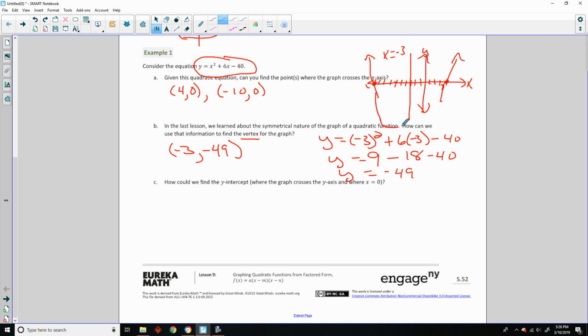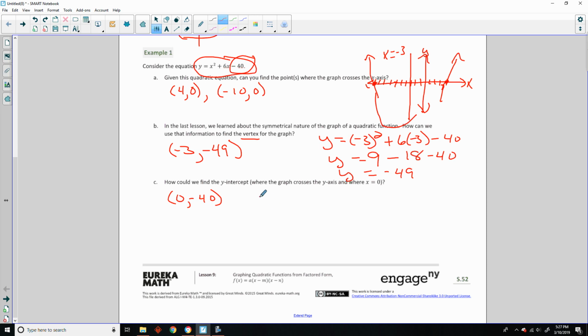It's got to go lower and then come back up because I'm on the left of the y-axis, so that's how I knew I had made a mistake. Okay, so the y-intercept was 0, negative 40. How can we find the y-intercept? It is the c value. So the y-intercept is when x is 0, y is negative 40.